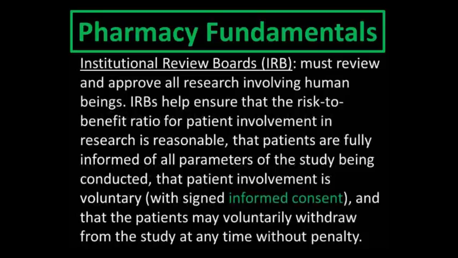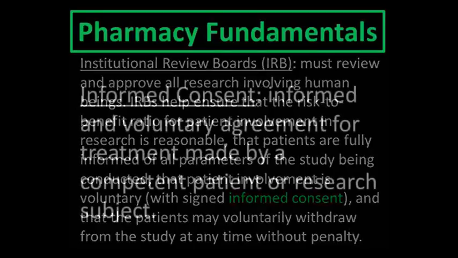I mentioned to you already this idea of an institutional review board, or IRB, being important because they must review and approve all research involving human beings. IRBs help ensure that the risk to benefit ratio for patient involvement in research is reasonable, that patients are fully informed of all parameters of the study being conducted, that patient involvement is voluntary with signed informed consent, and we'll talk about that in the next slide, and that patients may voluntarily withdraw from the study at any time without penalty. Really critical part of this process.